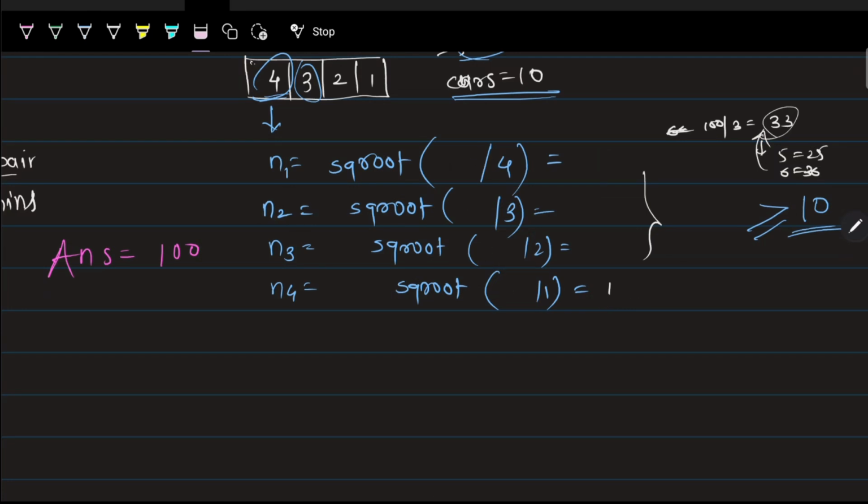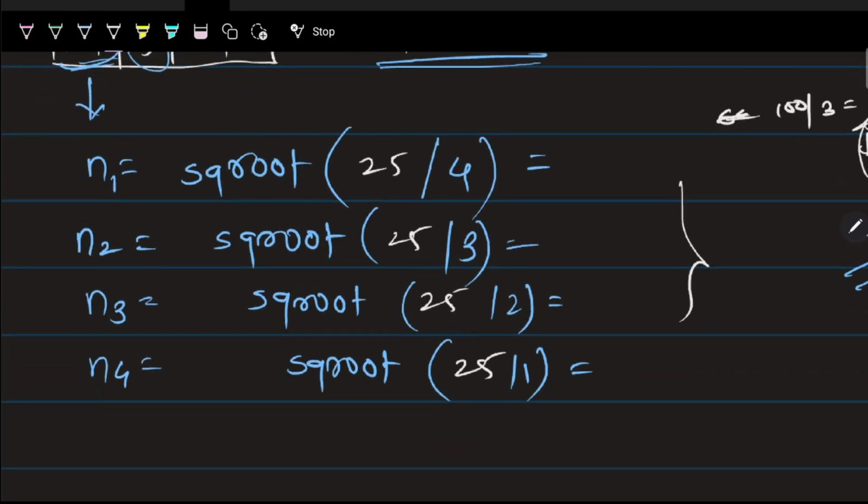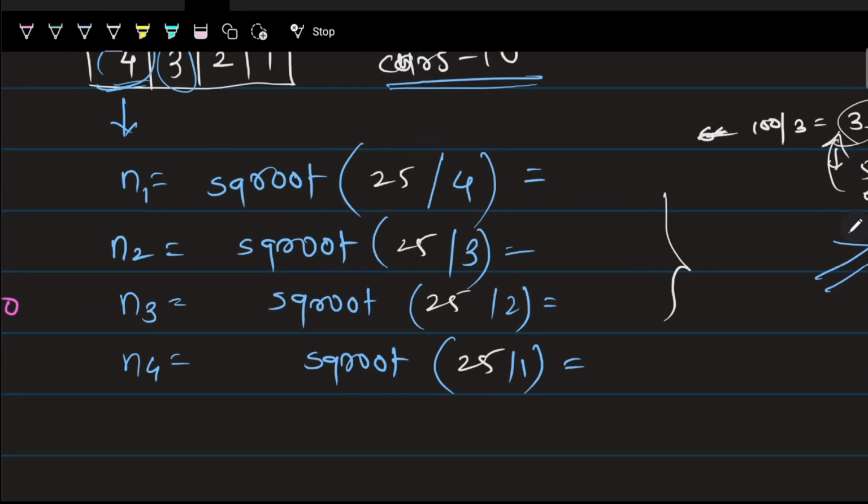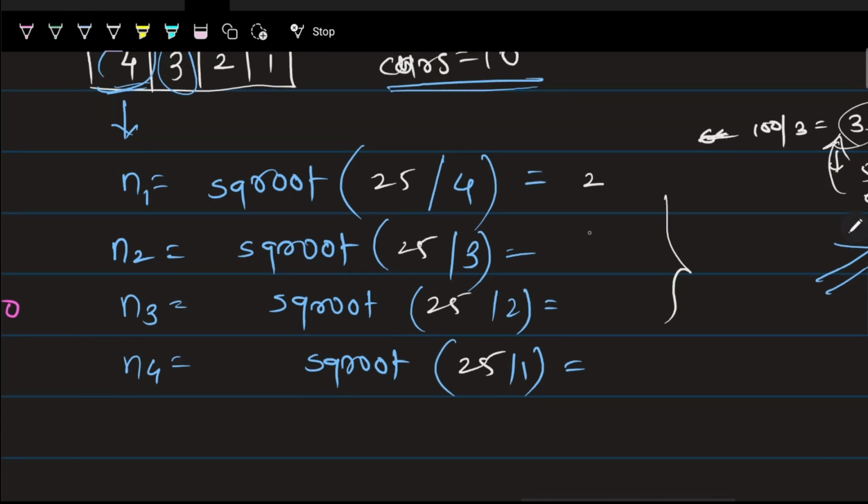Correct? And all these values will be changing now again. So if I put here 25, 25, 25, 25. Because 25 by 4 is somewhere around 6, the square root of 6 would be around 2 only, because 3 square is 9. So okay, 25 by 3, the square root, I would just take 2, because 3 square is 9 again.